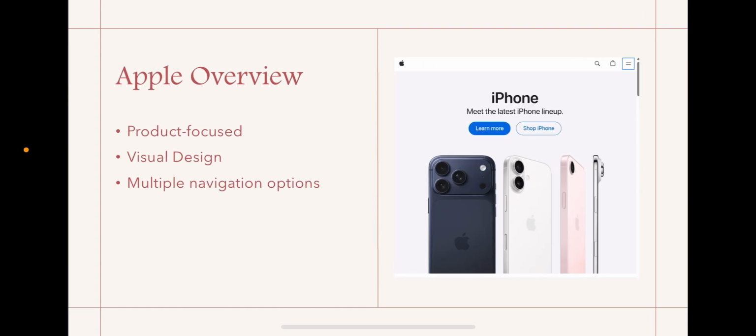Apple's website is very different from Google's. It focuses on showcasing products with high quality visuals. It also has a lot more navigation options, allowing users to explore different products and information.